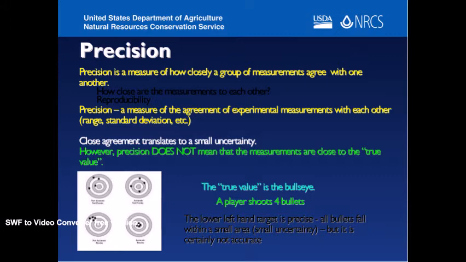We've all seen these bullseye charts before to try to explain what precision happens to be. The true value here is that bullseye, and you allow somebody to shoot 4 bullets. The lower left-hand target is a precise, very precise grouping. They all fall in a small area, so there's a small uncertainty. They can be repeatable, but it is certainly not an accurate shot.